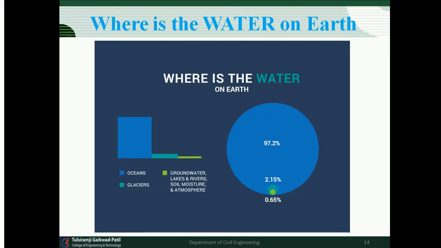As you can see in this diagram, out of entire water on earth, almost 97% of water is in oceans, which is unfit for human consumption. Remaining 3% is fresh water, out of which around 2.15% water is trapped in the glaciers. These glaciers form the perennial source for rivers like Ganga and Brahmaputra. Remaining 0.65% water is available for human consumption in groundwater, lakes, rivers and soil moisture.